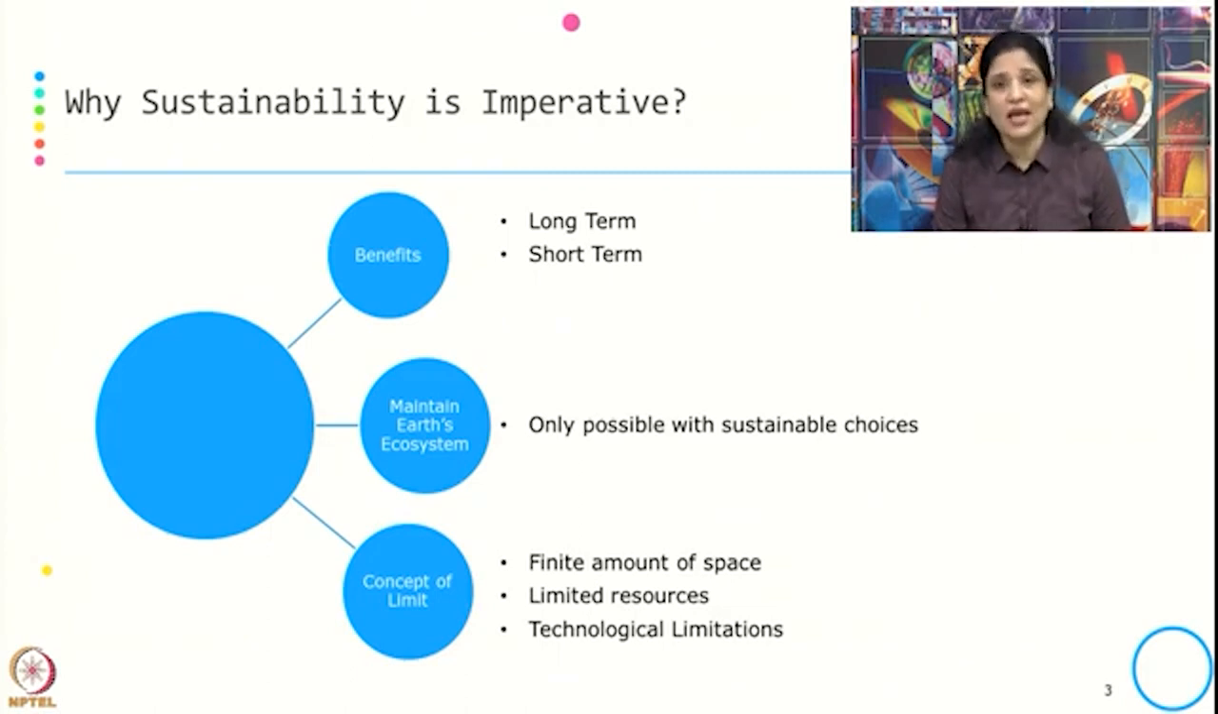Then the third point is that to maintain the Earth's ecosystem, the only possibility we are left with is making sustainable choices. We have to make sustainable choices in our production and consumption, and only then can we maintain the Earth's ecosystem.